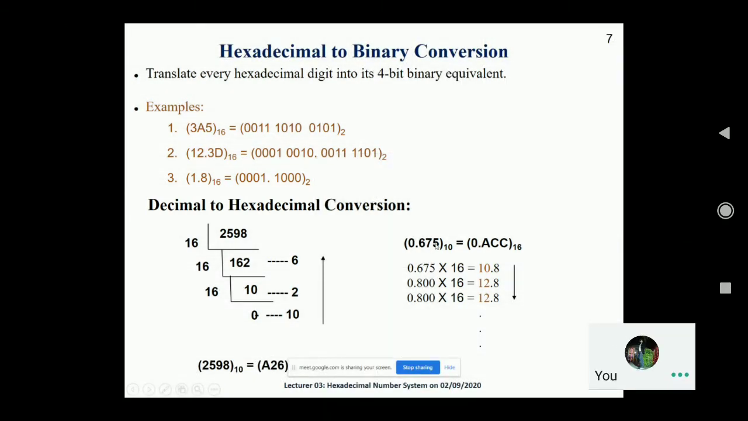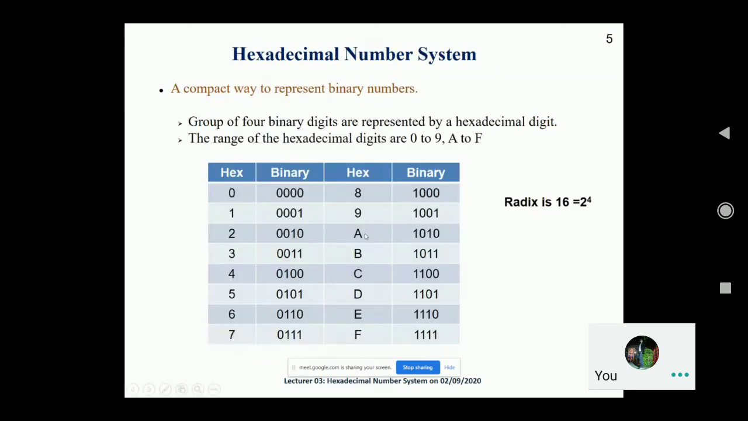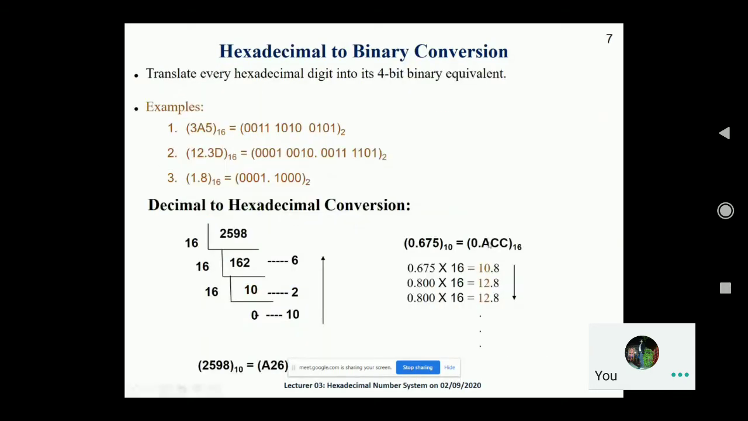So the decimal number 0.675, when we convert to hexadecimal, we get 0.ACC. But remember one thing, according to the table, these are all capital letters. If you use a small letter, then it is totally wrong. In hexadecimal we use only capital letters. In the exam, some students write a very small C, so automatically I understand this is a small letter, and your marks will be gone. So be very careful about this.